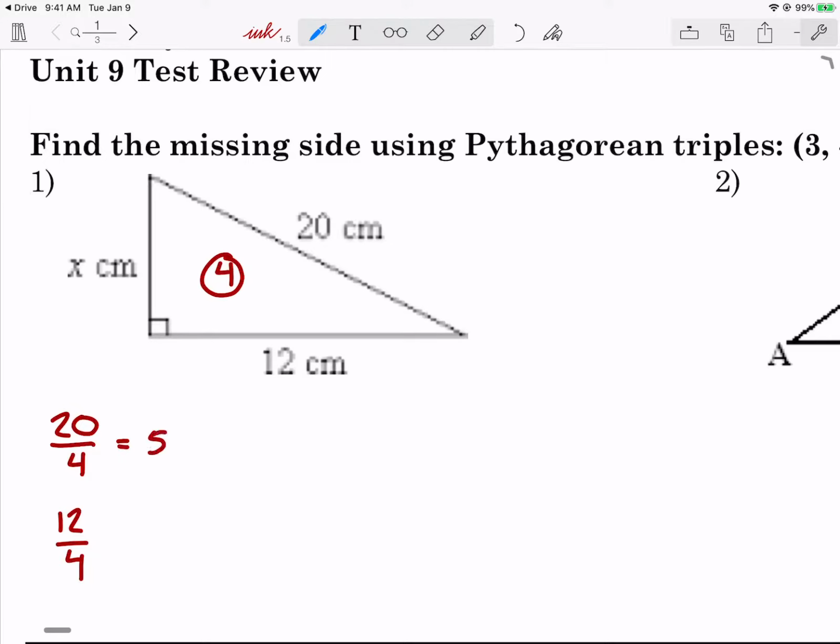20 divided by 4 is 5. 12 divided by 4 is 3. This is a 3, 4, 5 triangle. So I know that this side here, 12, corresponds with the 3. 20 corresponds with the 5. And the missing side corresponds with 4. That means I take my 4 and multiply by the scale factor of 4, which is circled inside. 4 times 4 gives me 16. X is 16 centimeters.